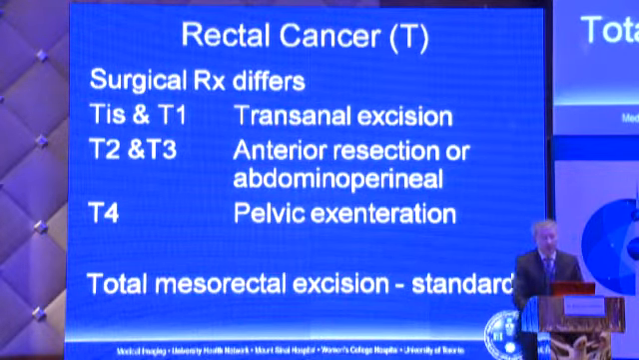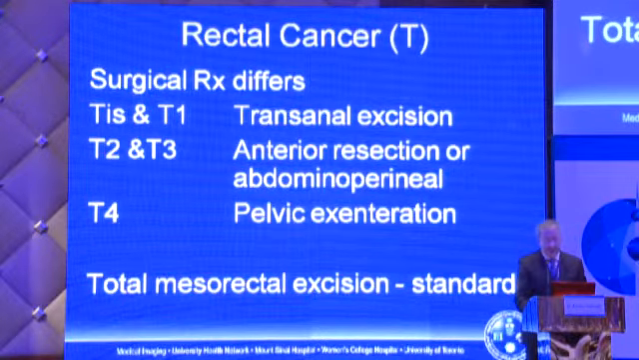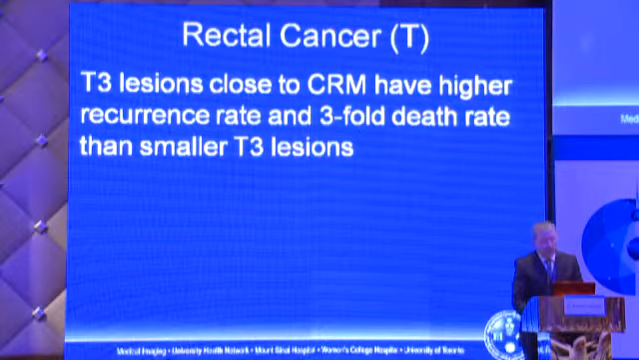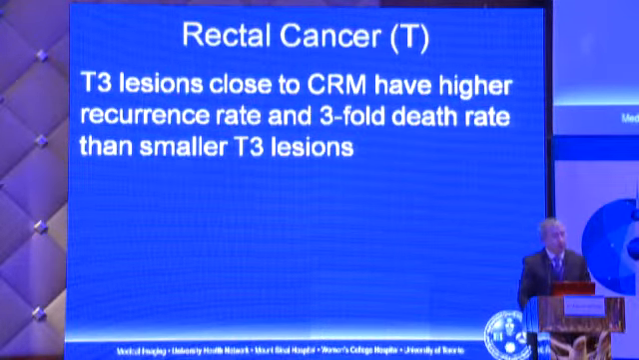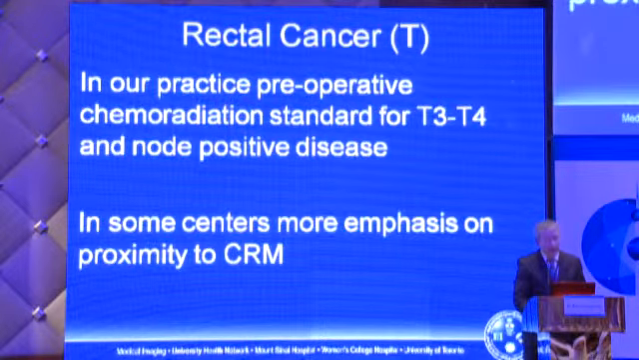And the surgical treatment differs. For carcinoma in situ and T1 disease, generally transanal excision. T2 and T3 disease, either anterior resection or abdominoperineal resection, and for T4 disease, a pelvic exenteration. So the standard approach now is a total mesorectal excision for T2 and T3 disease. And this has implications for imaging, because T3 lesions close to the circumferential resection margin have a much higher recurrence rate and threefold death rate than smaller T3 lesions.